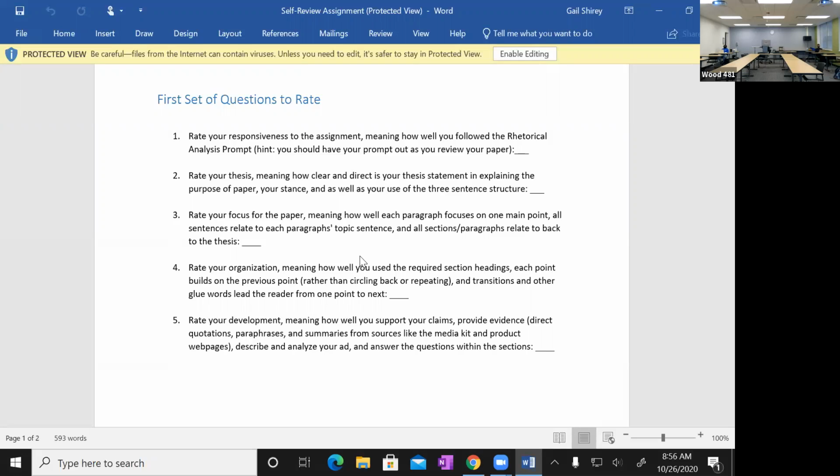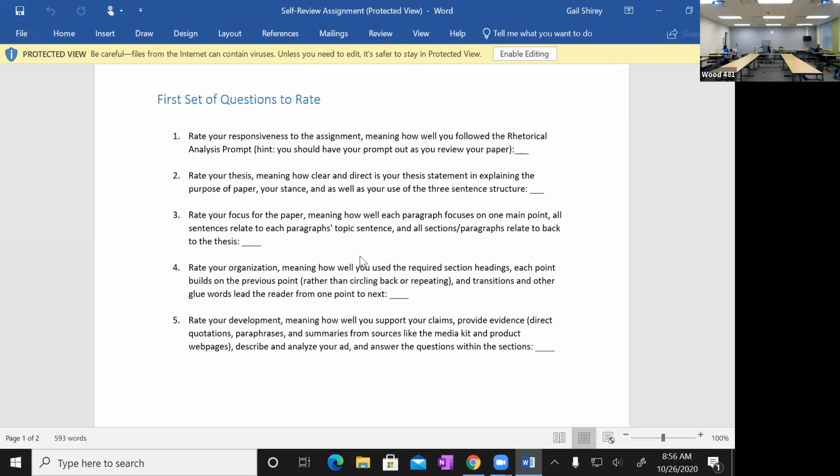Number 2, rate your thesis. Look at your thesis, read it, and review it. How clear and direct is it, explaining the purpose and stance, and did you use the 3-sentence structure? Now remember, you're rating yourself on a scale of A to F, A, B, C, that kind of thing.